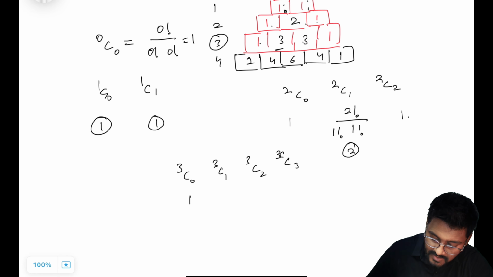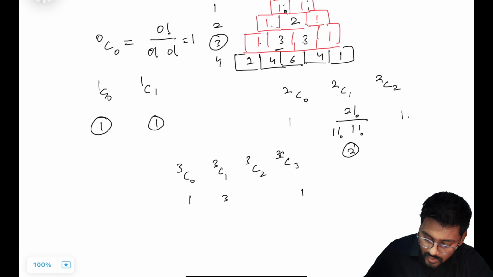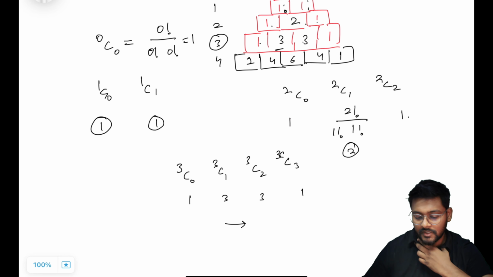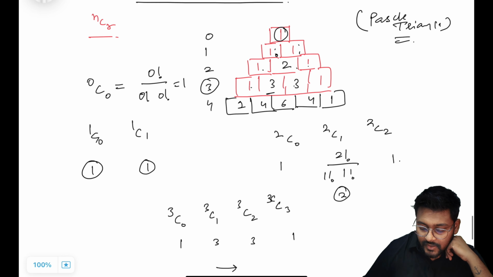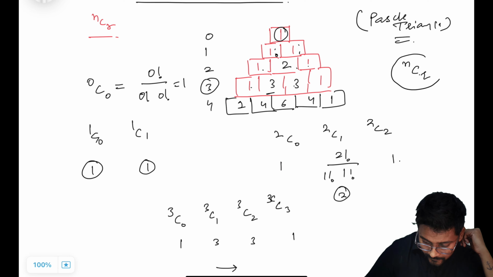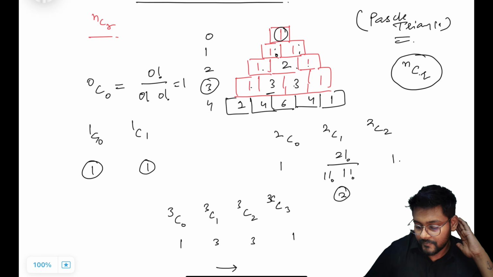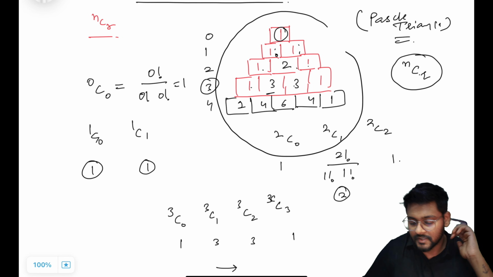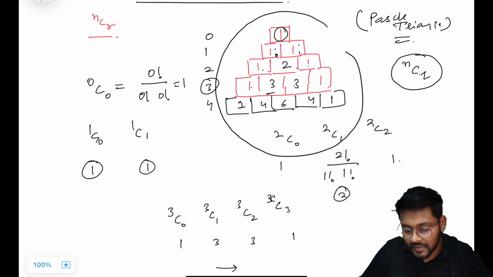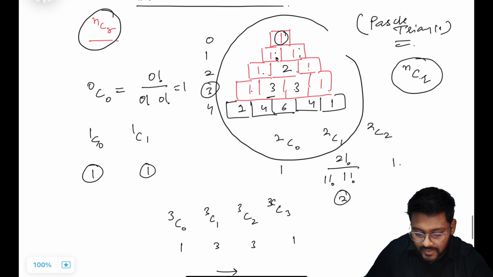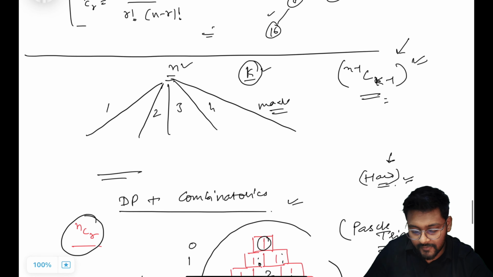3C0 is 1, 3C1 is 3, 3C3 is also 1, 3C2 is 3. So, are you getting the idea that this row number is n and the column number is r, nCr. So this is the nCr, and this nCr I can fill. If I just fill this table, this will be something like a DP table for my nCr formula, and this nCr formula I can figure out at every step.